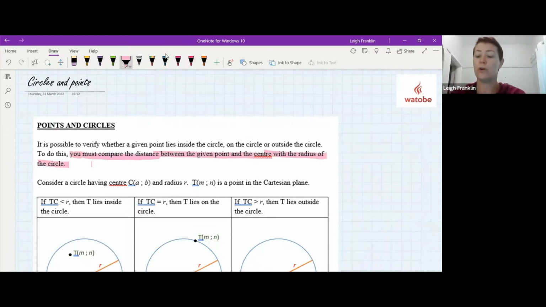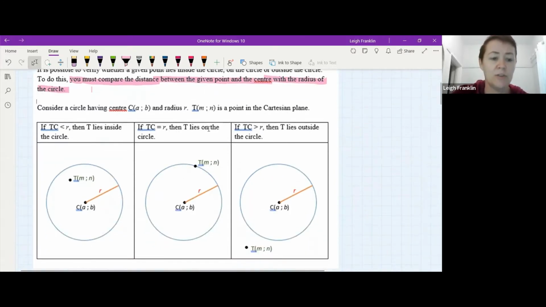You're also going to consider the length of the radius, and then you're going to compare those two. I've summarized it in this table here below. The center of the circle is C, the length of the radius is R, and T is a point in the Cartesian plane.